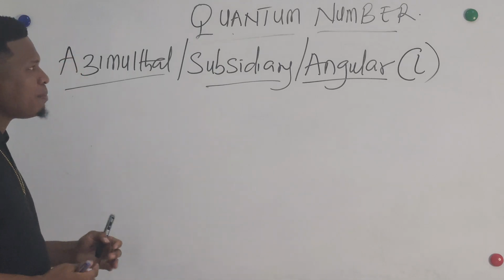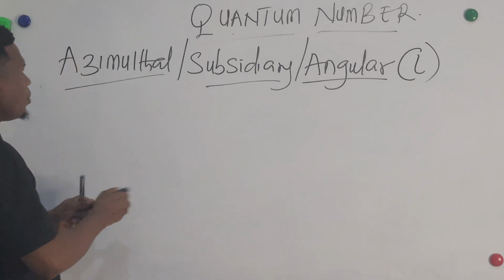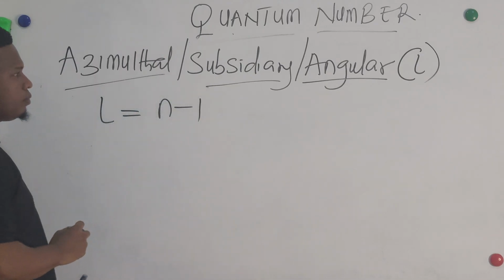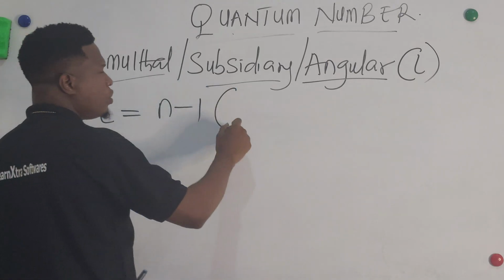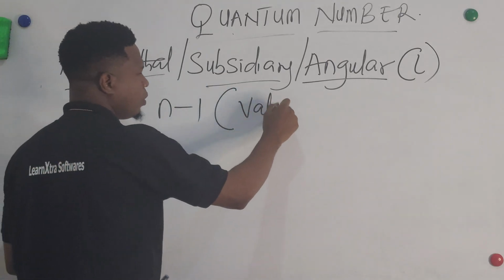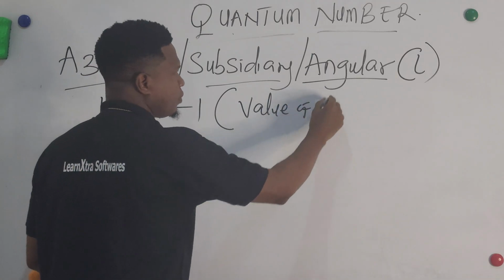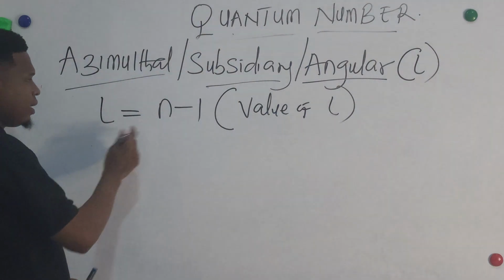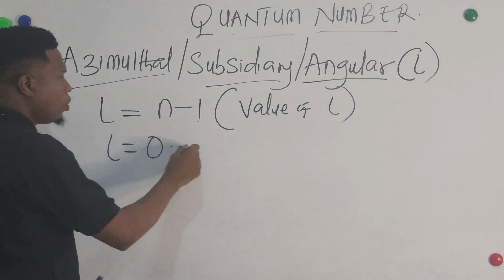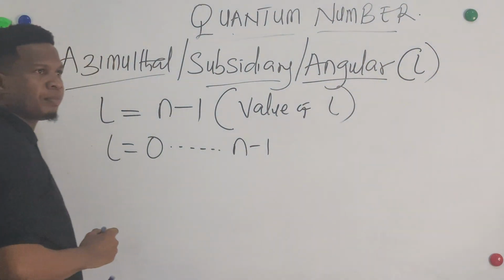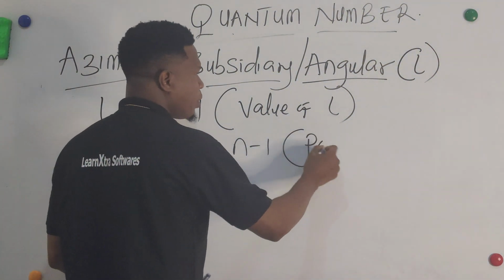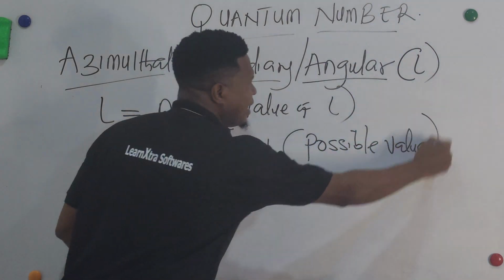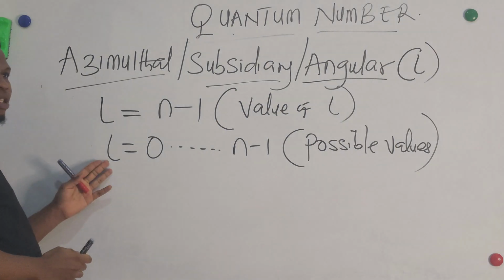Mathematically, the azimuthal quantum number, which is L, is equal to n minus 1. Take note, this is just for the value of L. To get the possible values of L for the principal quantum number n, L goes from 0 through n minus 1. These are the possible values. So what it means is that the azimuthal quantum number is dependent on the principal quantum number.